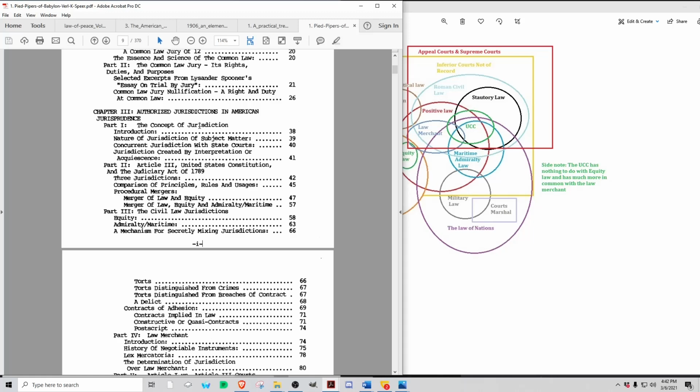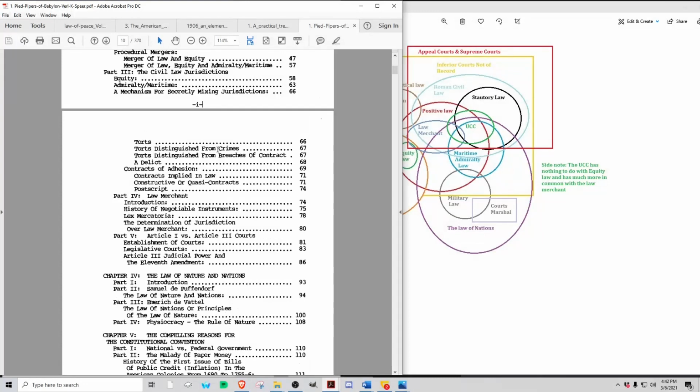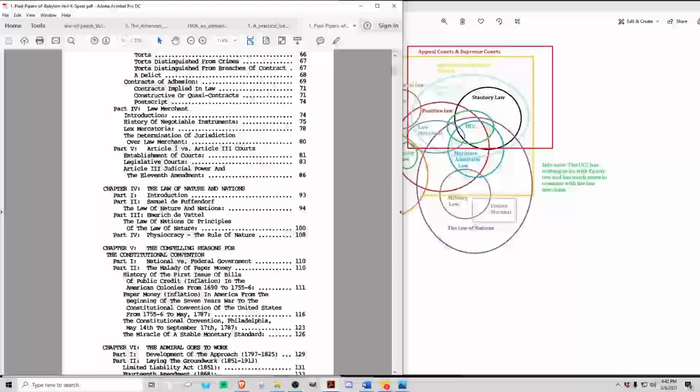So authorized jurisdictions in America. What's authorized and what is not authorized, right? Torts distinguished from crimes, torts distinguished from breaches of contract, so on and so forth. Law merchant, introduction. So you get down to page 74, it'll tell you what the Lex Mercatoria is.